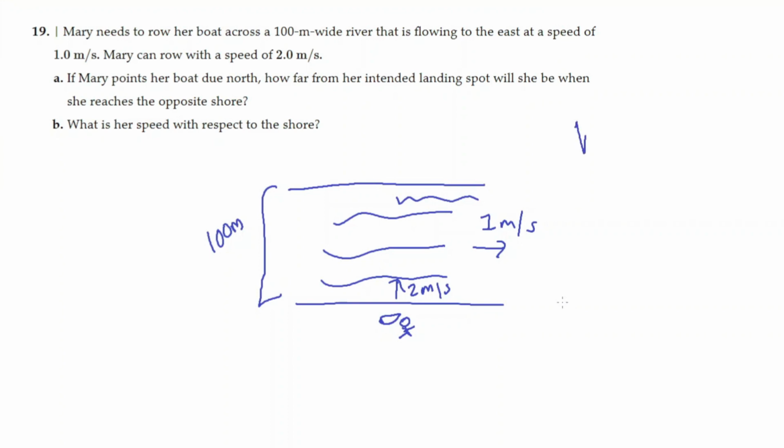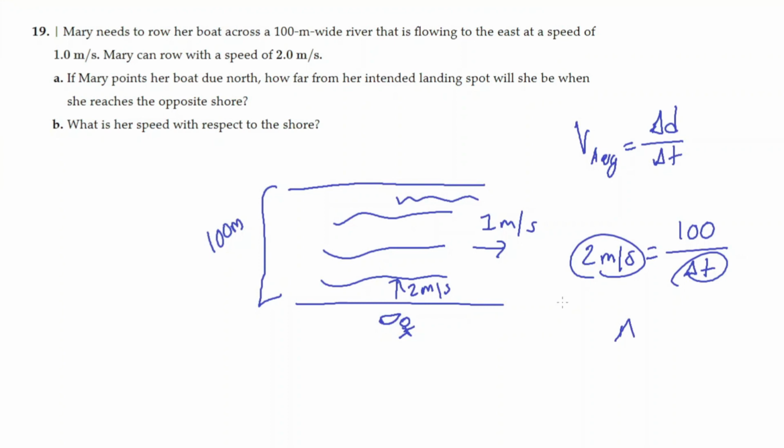If you remember, we're going to use the average velocity equation again, which is delta d over delta t. Our average velocity is going to be 2 meters per second over the distance, which is 100, and delta t is what we don't know. So we could switch delta t and 2 meters per second. If we do that, delta t is equal to 100 over 2, which is 50 seconds, and that's the time it takes her to get to the other side.